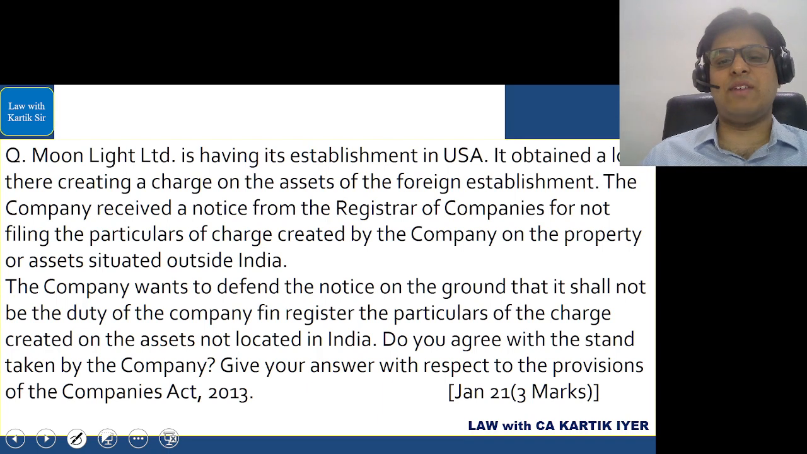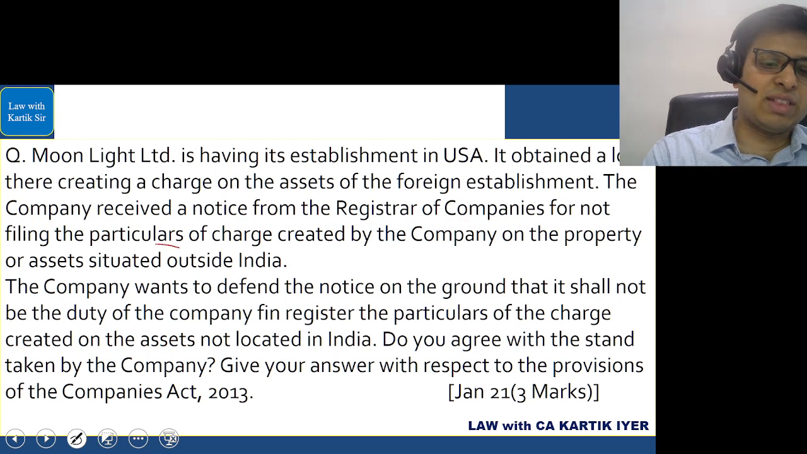Moonlight Limited is having its establishment in USA. It obtained a loan there, creating a charge on the assets of the foreign establishment. The company received a notice from the registrar of companies for not filing the particulars of charge created by the company on the property or asset situated outside India. So they have clearly given that the asset is situated outside India.